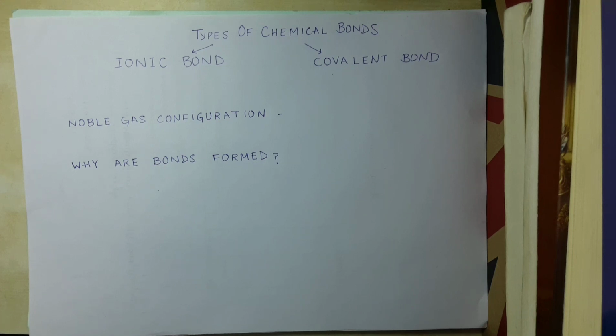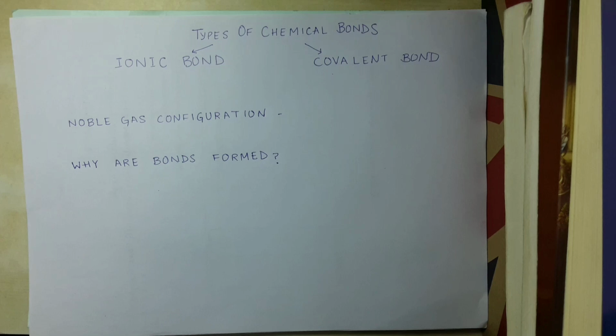So this is a part of class 10th curriculum. It comes under the chapter metals and nonmetals. Also, this video would be useful for anybody who wants to know about the types of chemical bonds, which are the ionic and the covalent bonds.